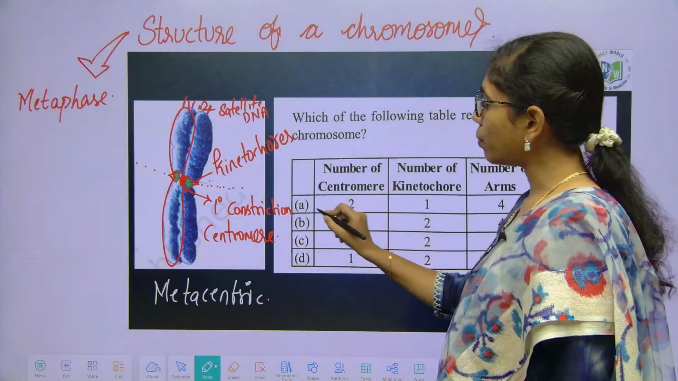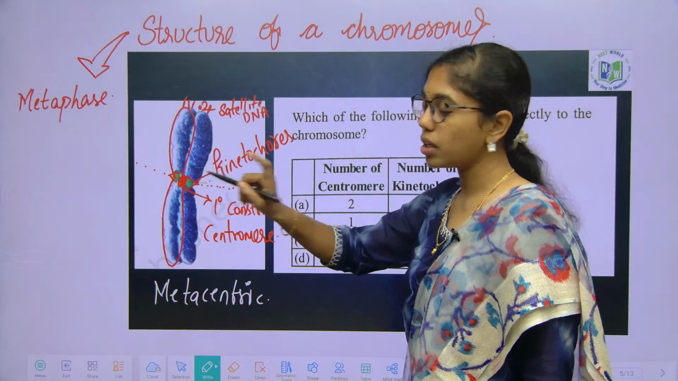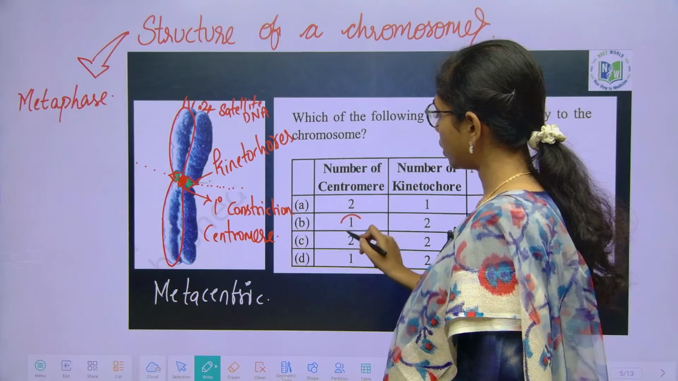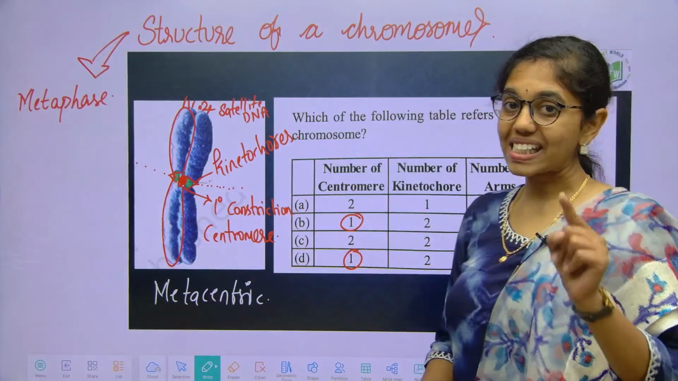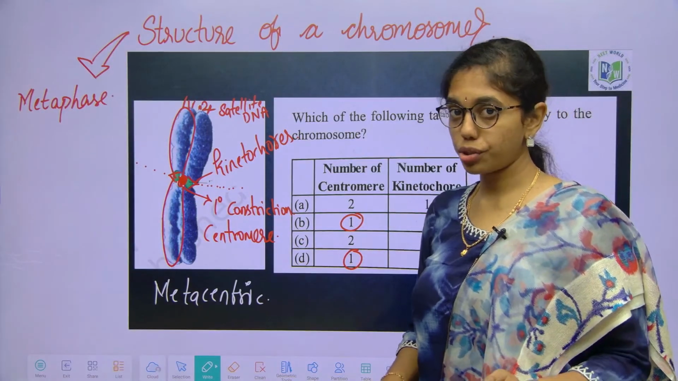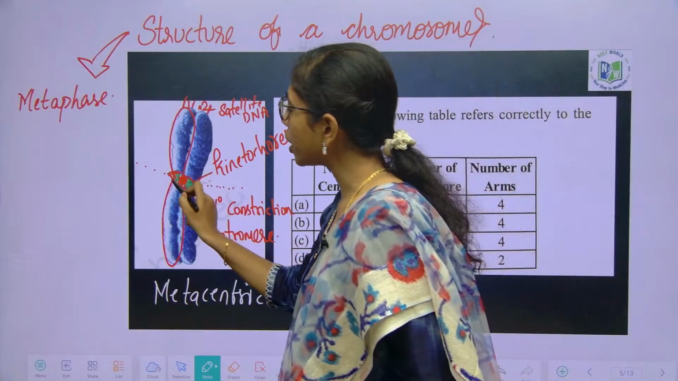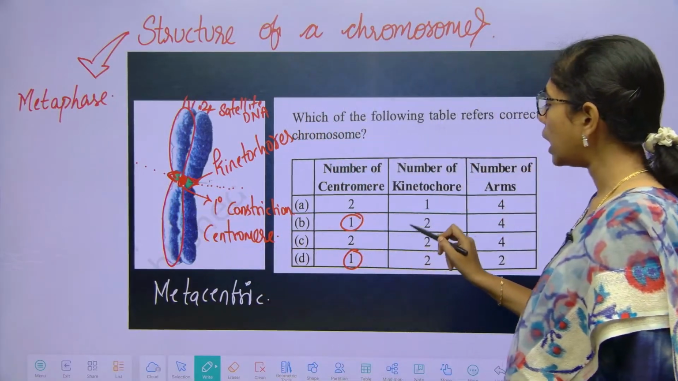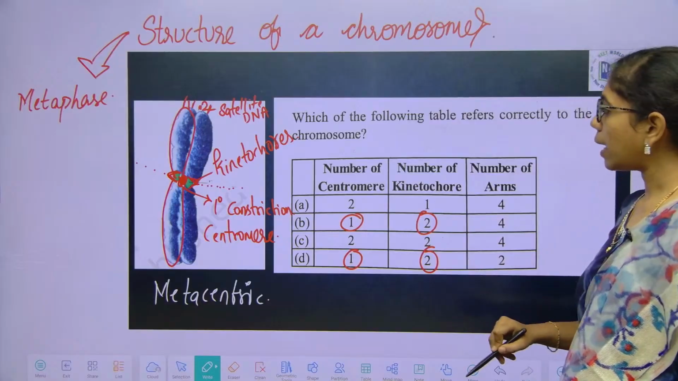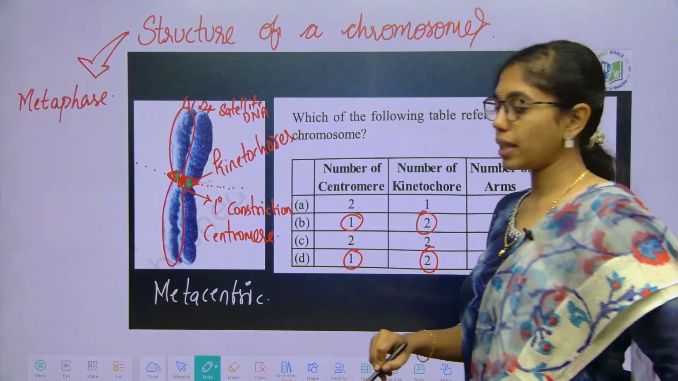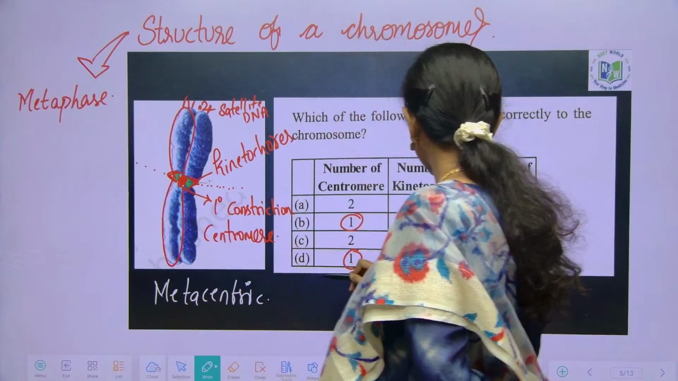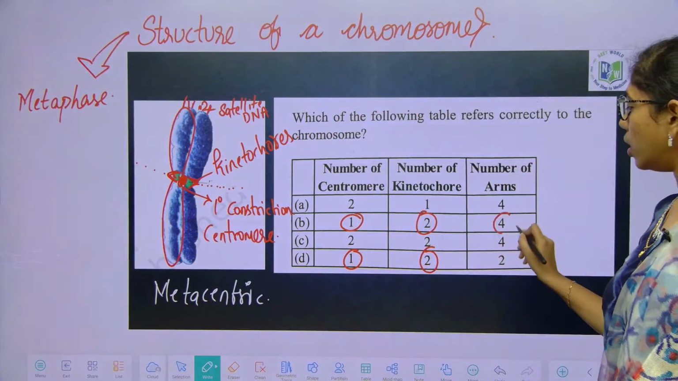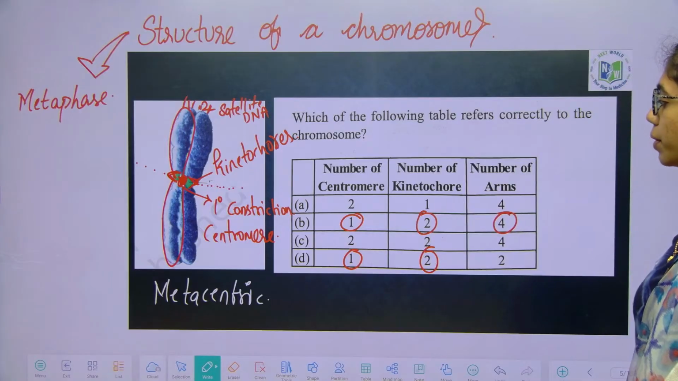Number of centromeres, here how many centromeres are present? Single centromere. So, there is 1 centromere present, which is here. Number of kinetochores: a single centromere or primary constriction will have 2 disc-shaped structures adjoined to it, these are kinetochores. Number of arms, how many arms are there? A single chromatid will have 2 arms, likewise we have 4 arms of the chromatids. So, what will be the right answer?